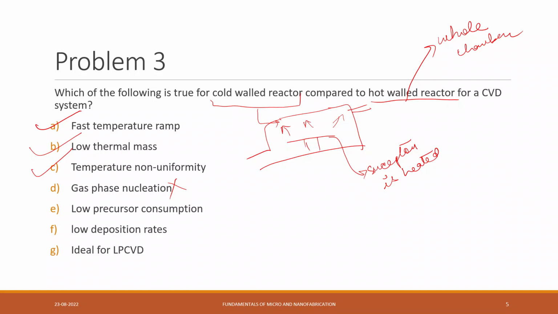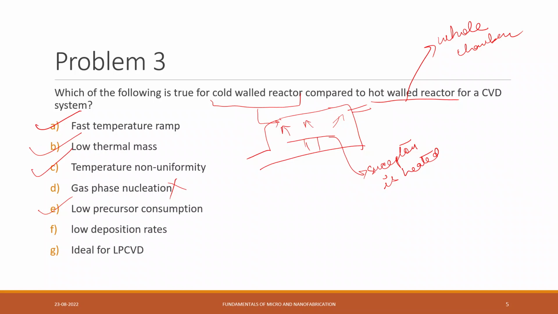Low precursor consumption. In a cold wall reactor, only the receptor is where nucleation is involved. All the precursors come and sit together and have a chemical reaction, while in a hot wall reactor, the whole chamber is a site of these reactions. So precursor is usually consumed more in the whole chamber, while in cold wall the reaction area is very confined. Most of the reaction happens on the susceptor, so as a result, very little precursor is consumed.